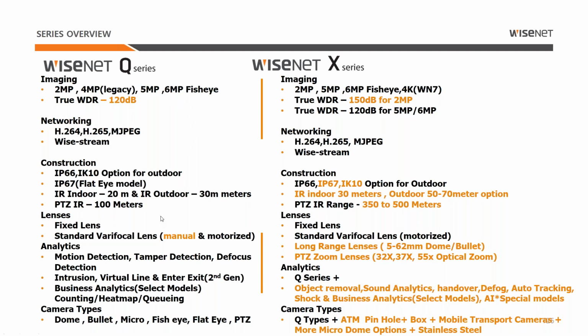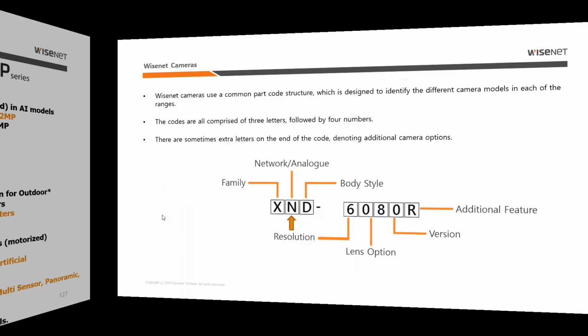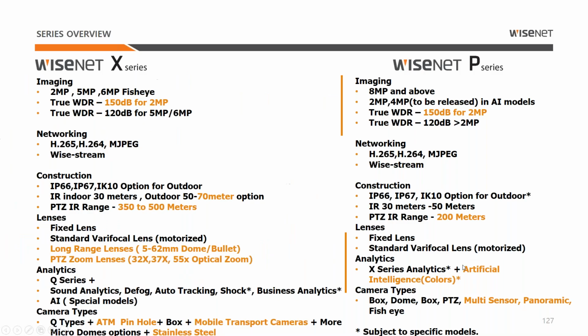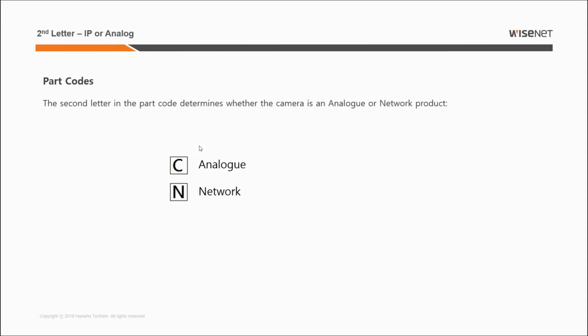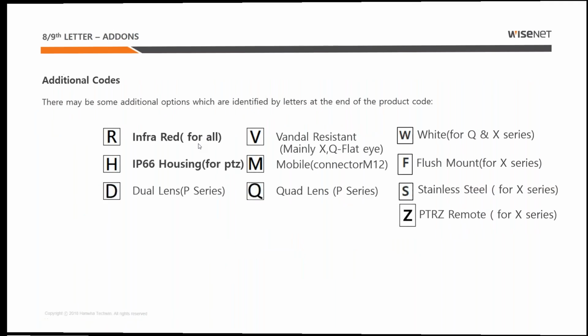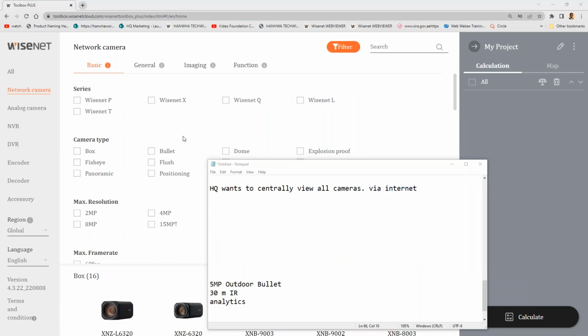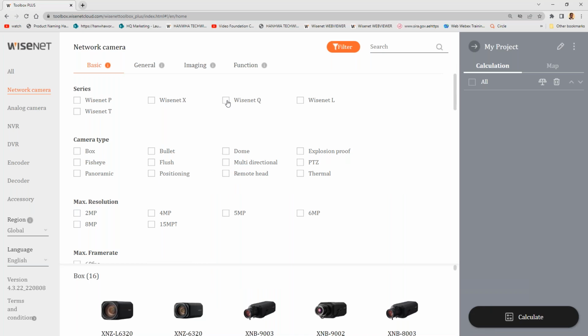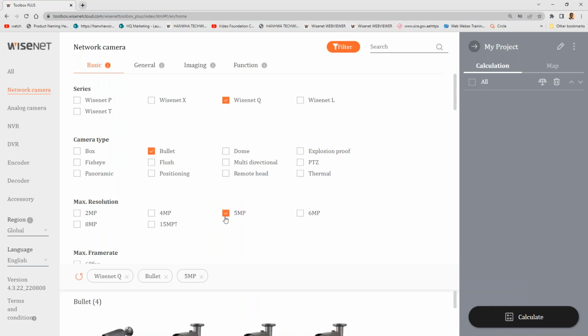If the analytics is fine, you can stick with Q. He wants 30-meter IR. Okay, you can find a dome bullet in Q. It's fine. Okay, if the customer says I need multi-sensor camera, I need artificial intelligence camera, then you go with P series. Okay, or if he says I need a thermal camera or I need an explosion proof camera, then you go with X T series. All right. So for now, he just needs a standard camera. I can go and select Q series bullet 5 megapixel.